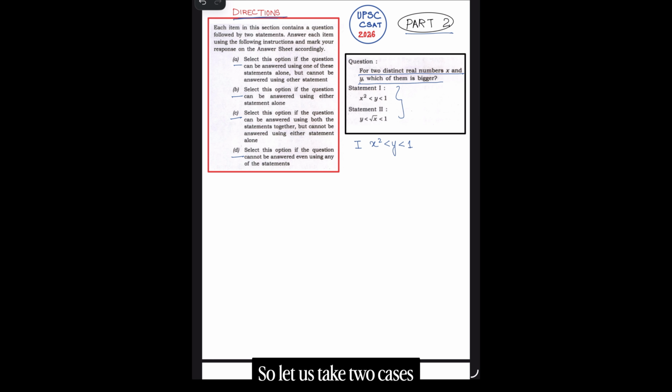So let us take two cases. Case 1, x is less than y. So let's take x equals to 0.5 and y equals to 0.6. So here the condition is satisfied since 0.25, which is x square, is less than 0.6, which is less than 1. So this condition is satisfied. Here x is less than y.